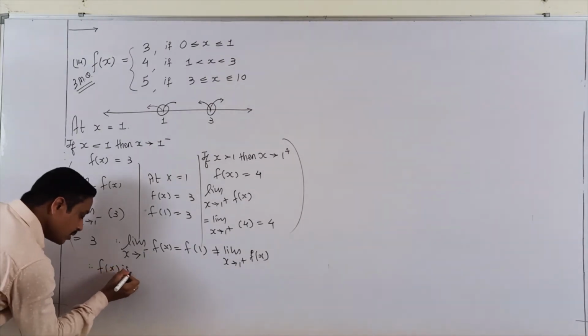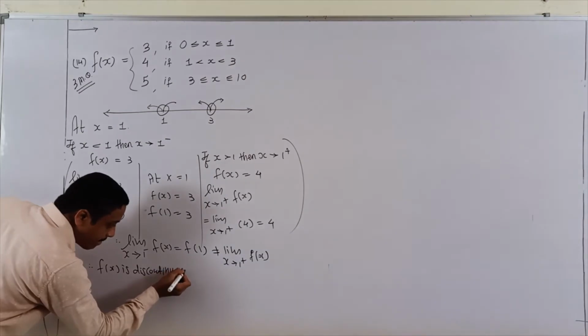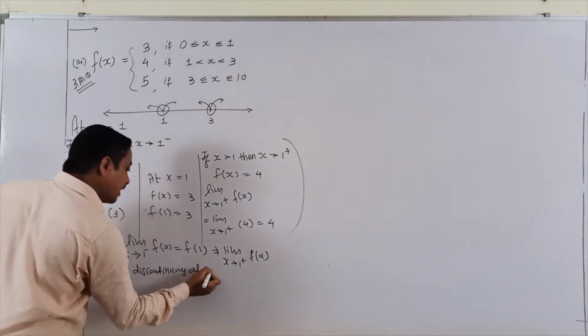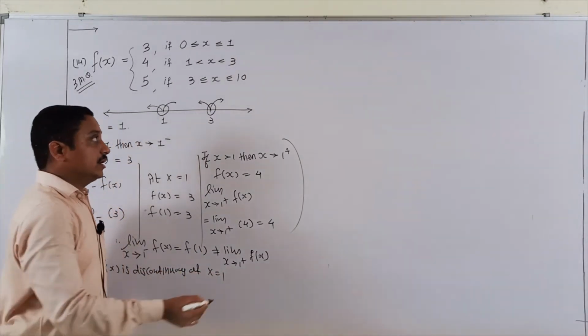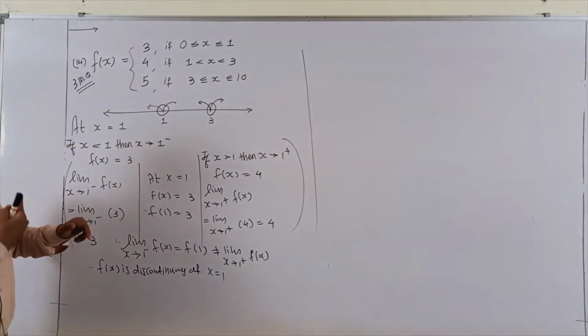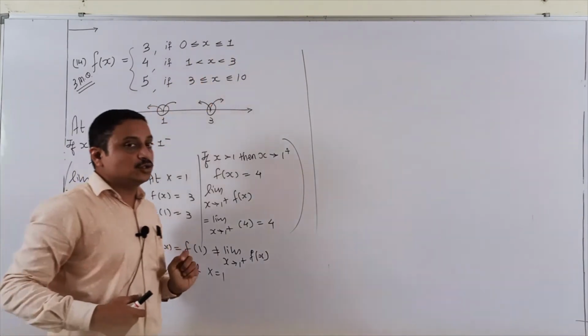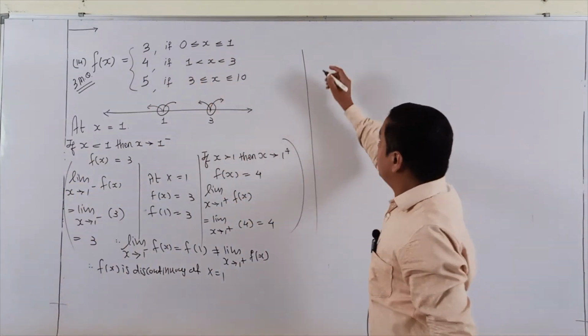So f(x) is discontinuous at which place? x is equal to 1. Students, here half the sum is done, because I have only checked one. Now I am checking the third level.